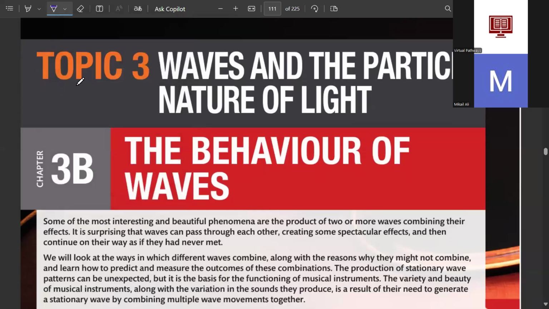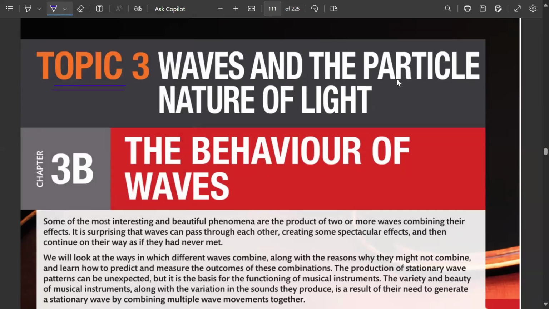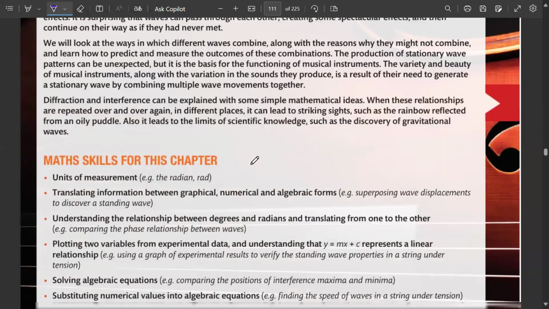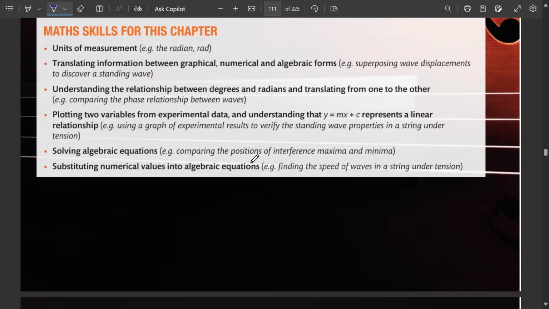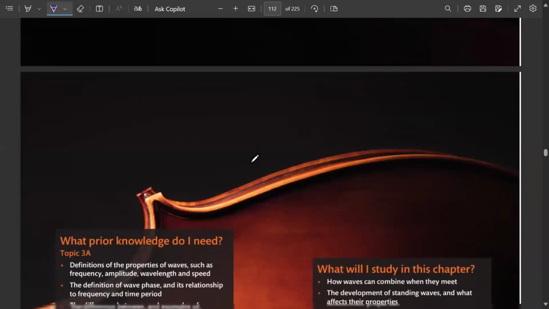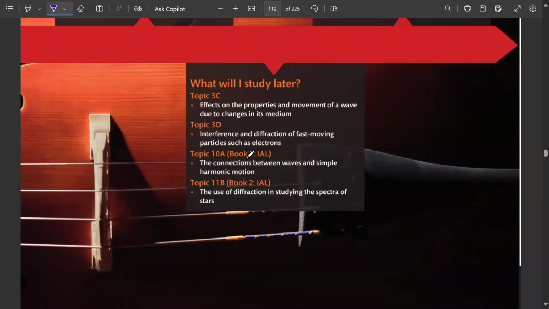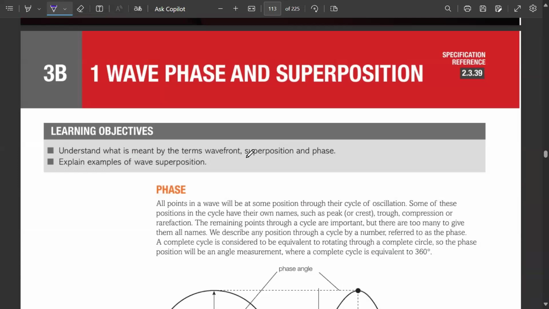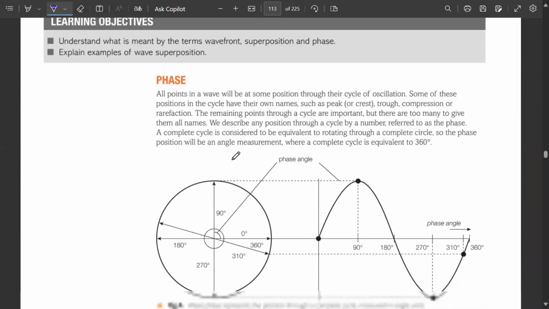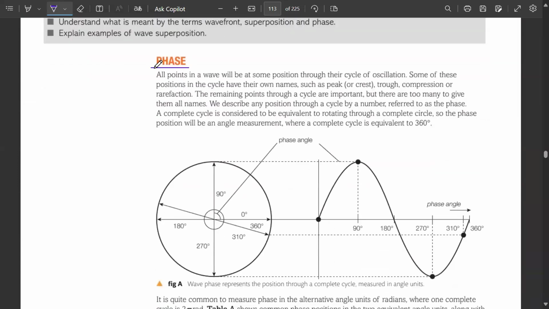Moving on, now we'll start with your topic number 3, which is the waves and the particle nature of light. The behavior of waves. Okay, how do waves behave? Till now, we have talked about many properties, including the amplitude, wavelength, distance, displacement, time period, frequency of the wave, speed as well. So now what is phase?